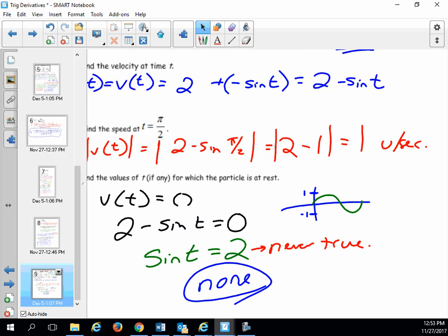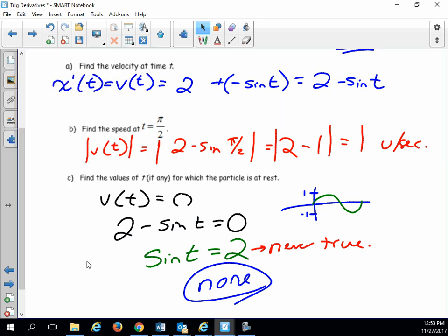So, those are the ends of the notes. You are going to work on your homework at this point in time.